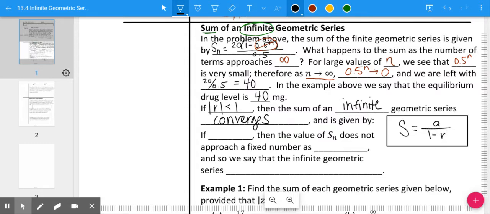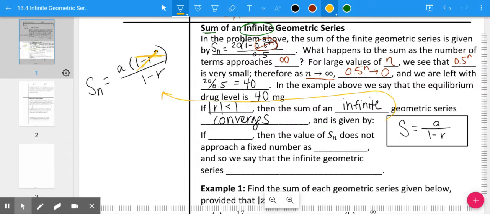Now, I just want to show you where that formula comes from. We did finite geometric series yesterday. And the equation for finite geometric series, I'm writing to the left here. This is the same equation if you take out the 1 minus R to the n.